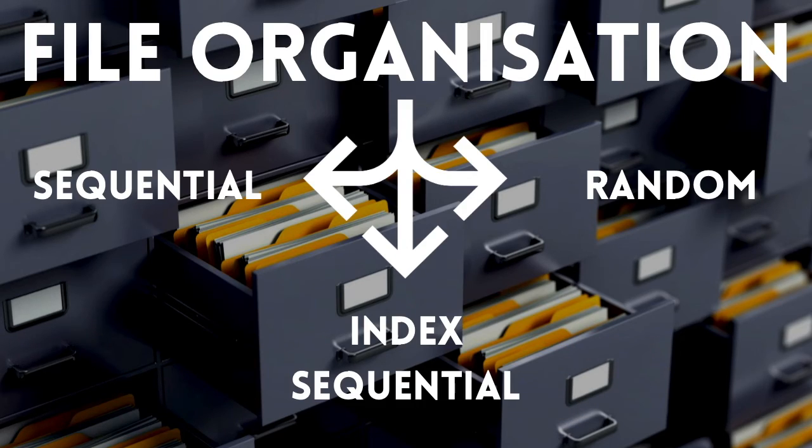In file organization, we have three methods: sequential, index sequential, and random. Sequential file organization sorts data using a sort key. Index sequential file organization improves on sequential file organization by creating an additional index file. And random organization utilizes a formula to store and retrieve data directly from the media.